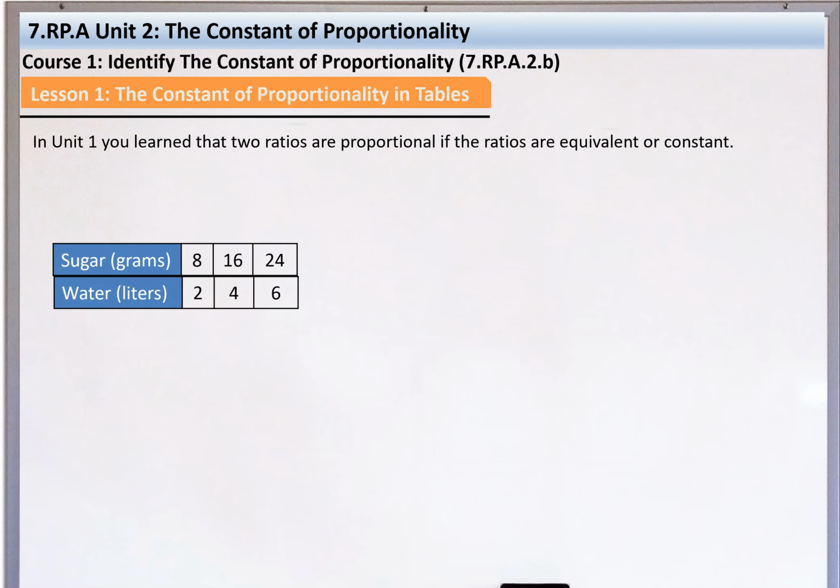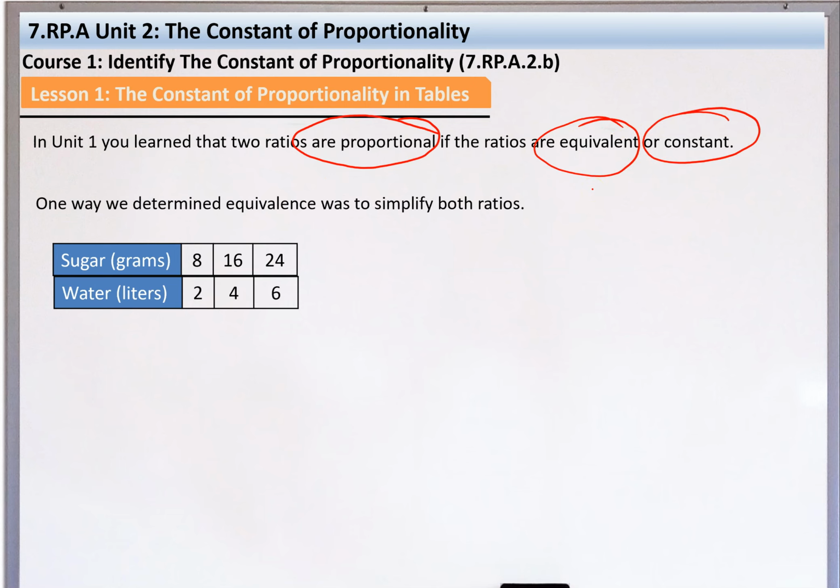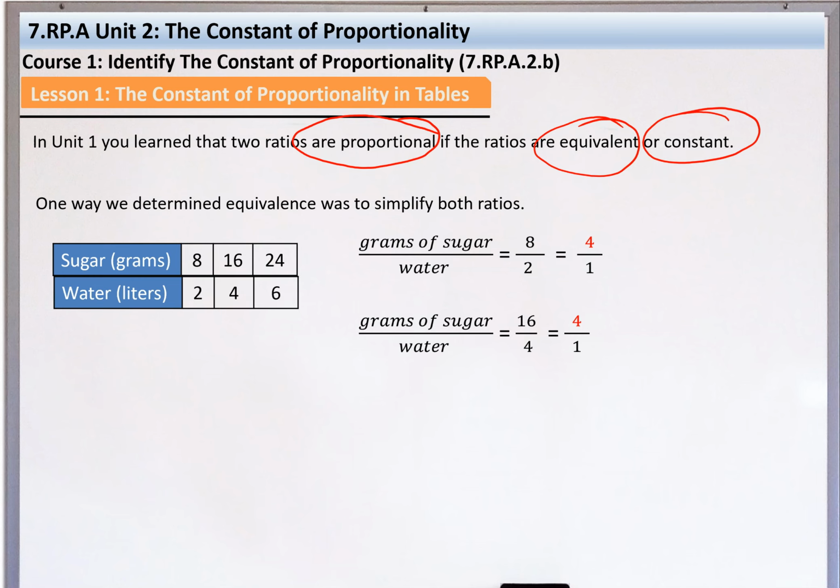So in Unit 1, you learned that two ratios are proportional if the ratios are equivalent or constant. And one way we determine equivalence was to simplify both ratios. So we had the recipe for lemonade, and we compared two ratios. We compared the ratio of sugar to water, 8:2 in one case and 16:4. If they were equivalent, that meant that the relationship between the two quantities, sugar and water, is a proportion.